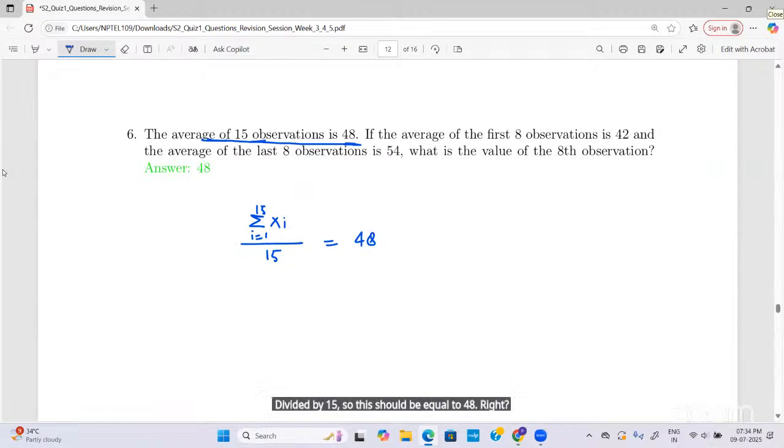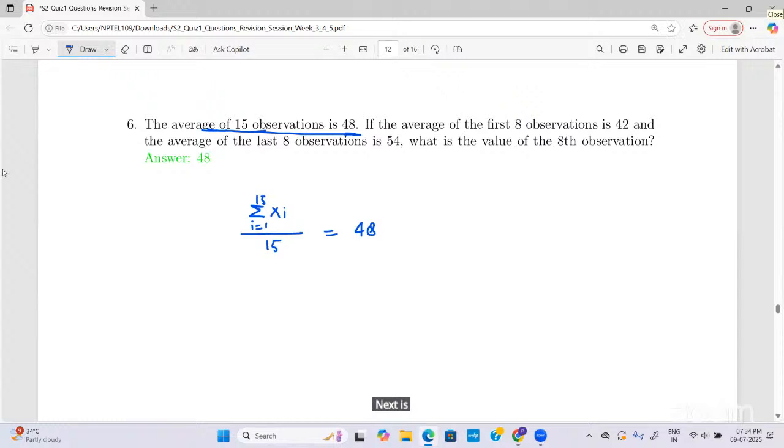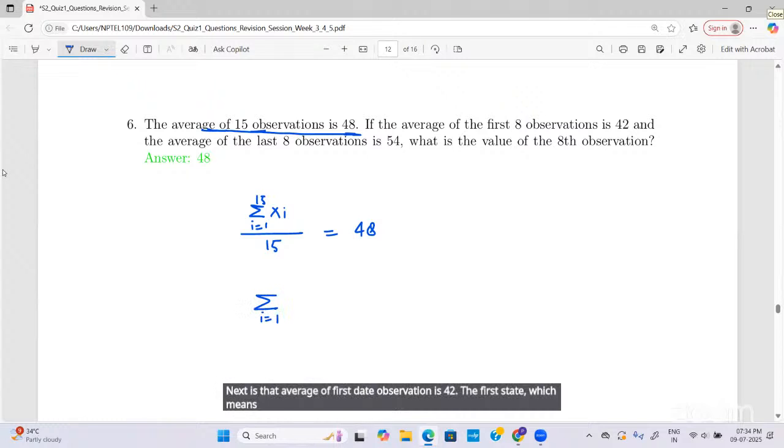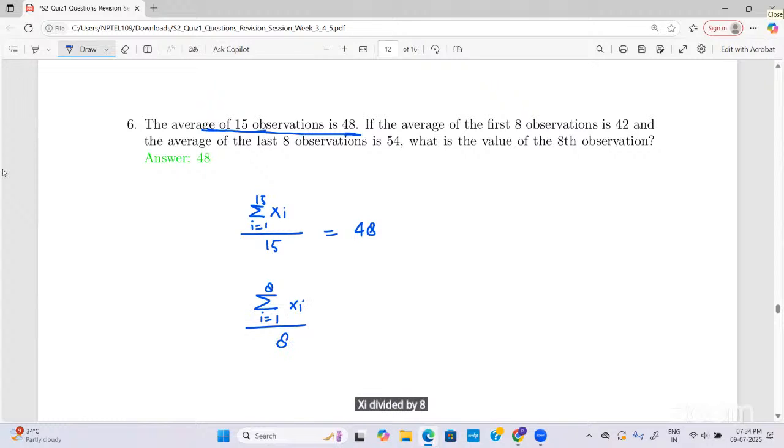Right? This is given to us. Next, the average of the first 8 observations is 42. So going from i = 1 to 8, the summation of xi divided by 8 is 42.